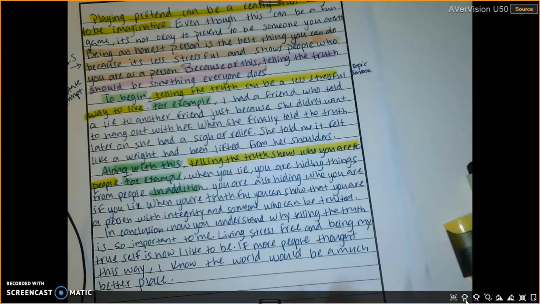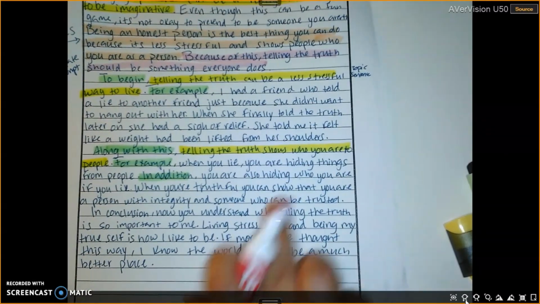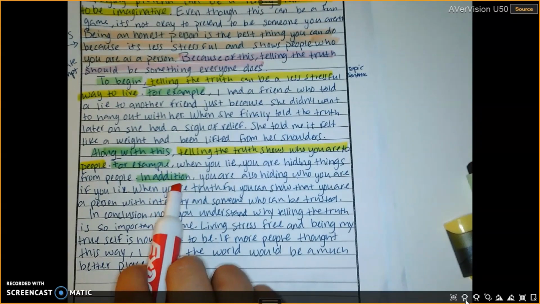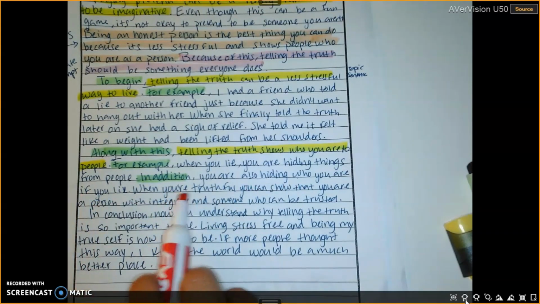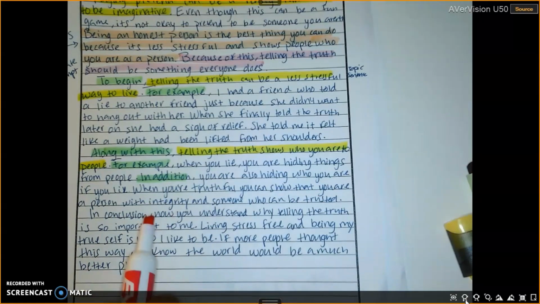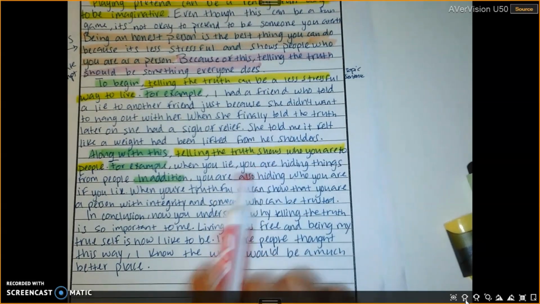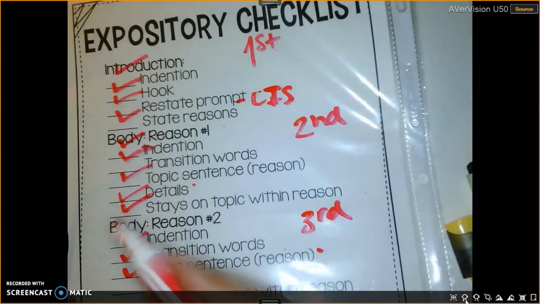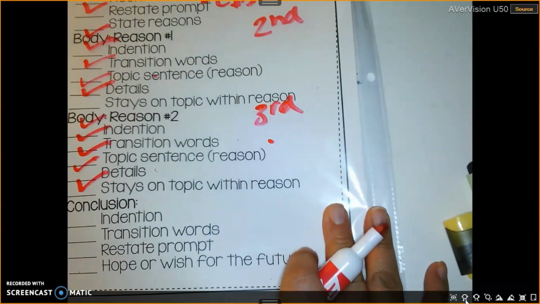Did I give some details? Let's check. For example, when you lie, you are hiding things from people. In addition, you are also hiding who you are if you lie. When you're truthful, you can show that you are a person with integrity and someone who can be trusted. Those are details. I'm giving you details about how telling the truth shows who you are. So I had my details and I definitely stayed on topic. All right. So far, I'm doing pretty well.